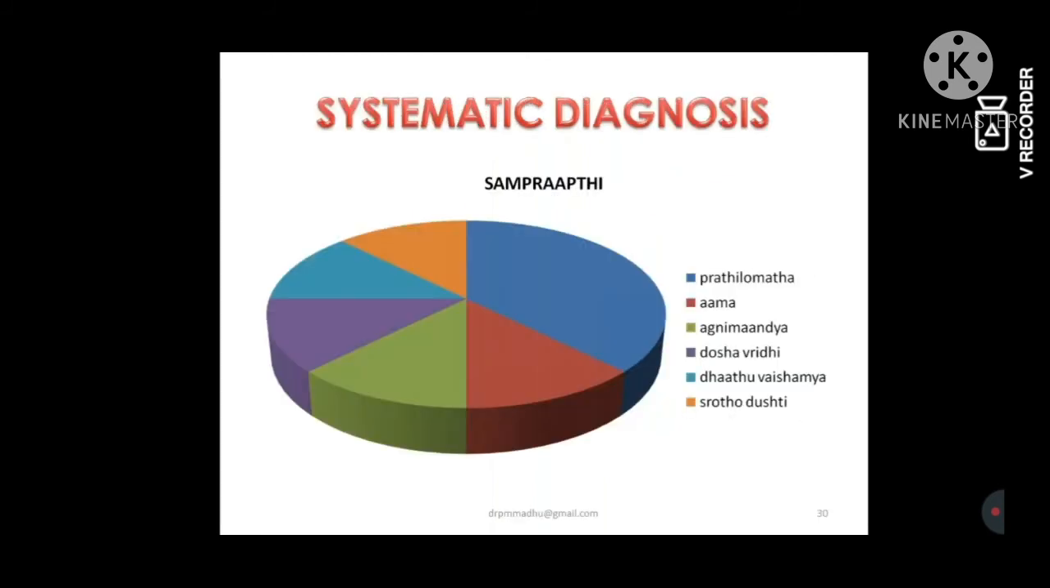Then we should be able to see the Samprapti Ghatakas or Samprapti of the patient with reference to the Pratilomata, Ama, Agnimandya, Dosha Vriddhi, Dhatu Vaishamya. So these are the Samprapti Ghatakas, and for each and every patient, we should assess the patient with respect to Pratilomata, Ama, Agnimandya, Dosha Vriddhi, Dhatu Vaishamya, Srotodushti, like that. Then only we will be able to diagnose the case in an Ayurvedic profile.